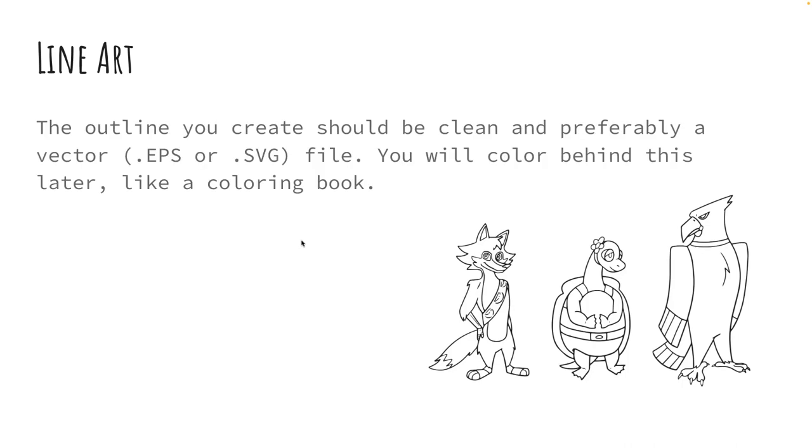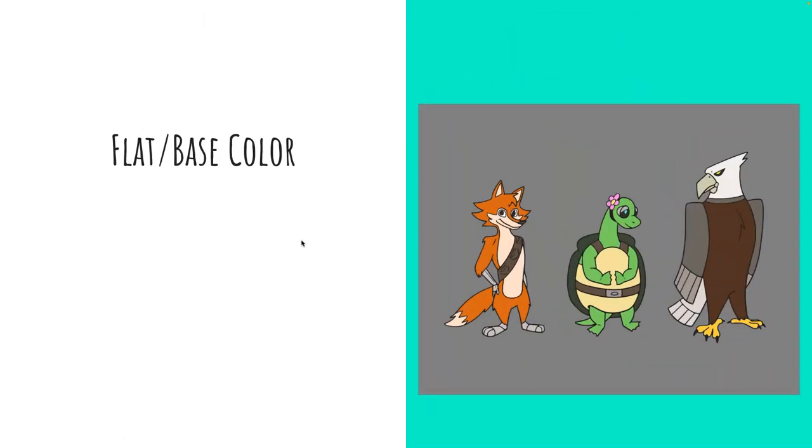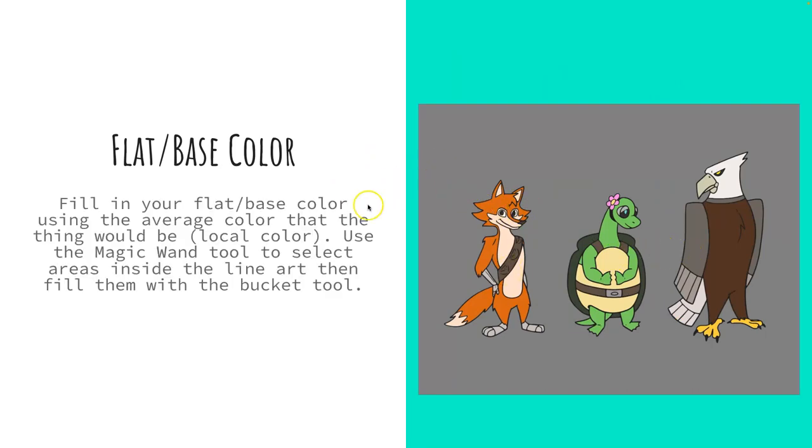And then you want to clean up your line art. I really recommend vectorizing it. We went over a few of those options in the last class periods. And then you add your base color, your local color, the color that the thing actually is. So the way it says here is you fill in your flat base color using the average color that the thing would be, local color. Use the magic wand tool to select areas inside the line art, then fill them with the bucket tool. That's just the typical way you do it.